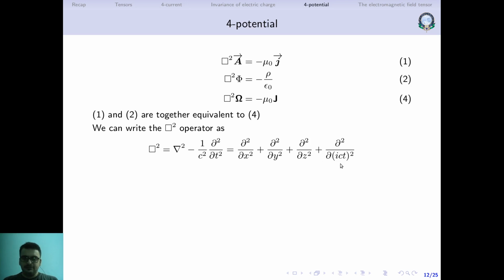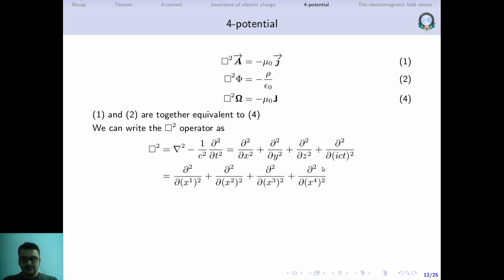What I do here is, I can write this last term as ∂ of (ict) squared. You can see how this works, because ic is anyway a constant, so when I take it out, we get i² c². There's a plus sign here, and i² is going to give us the minus sign, and there is going to be that c². What will be left behind is ∂²/∂t². So these two are equivalent: minus 1/c² ∂²/∂t² is the same as ∂²/∂(ict)².